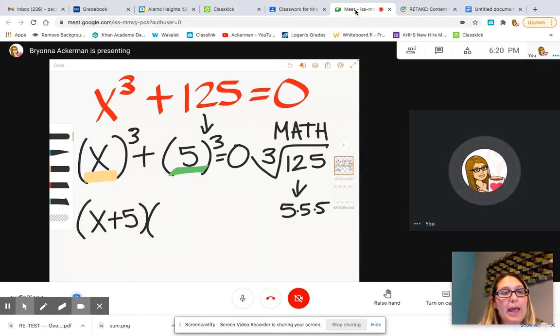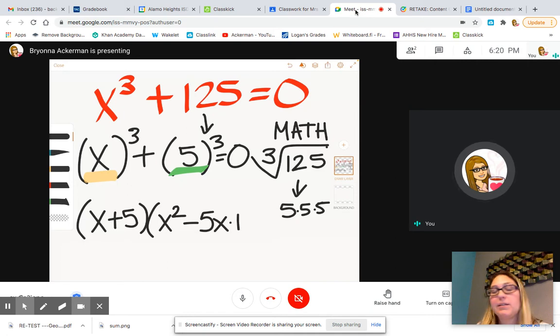And then you have a squared. A in this case is x, so we'll have x squared, minus a times b. So 5 times x is 5x. And then the last one is b squared, so b times b. In this case, b is 5, so 5 times 5 is 25.